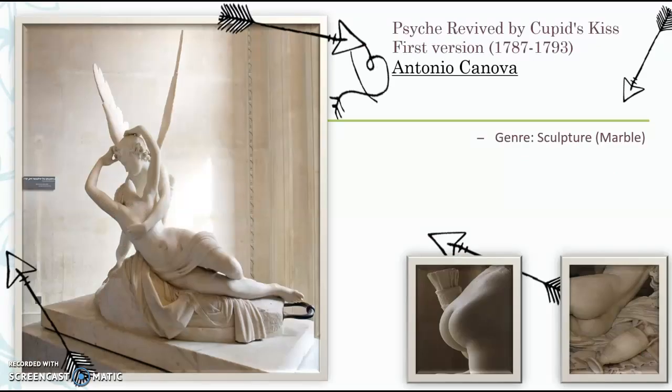Psyche revived by Cupid's kiss. It is considered to be fine art due to the high skills and standards in sculpture genre. His arts are exhibited in museums.